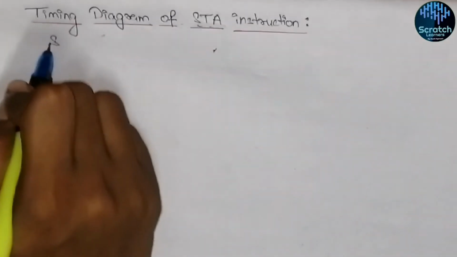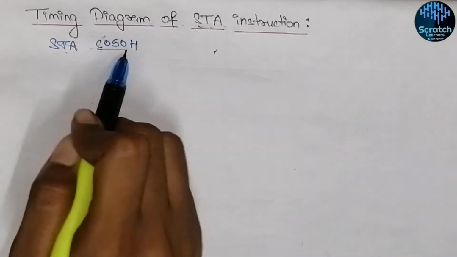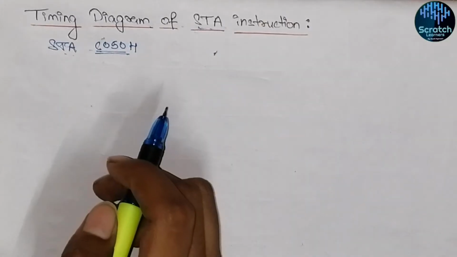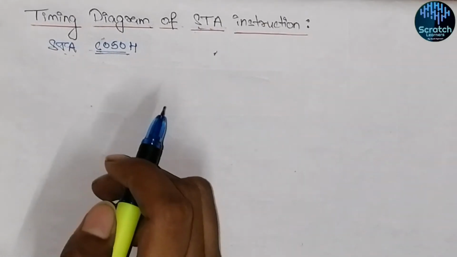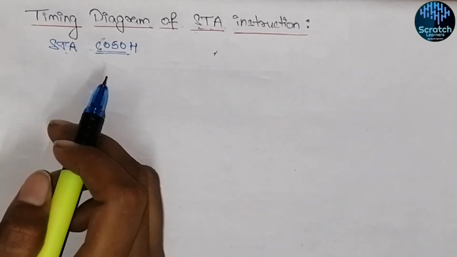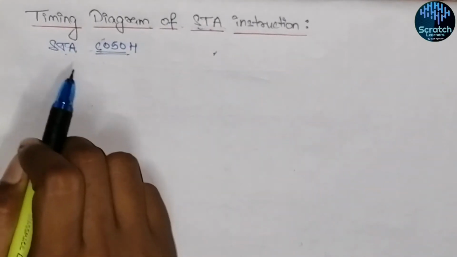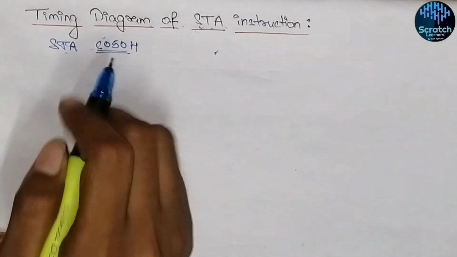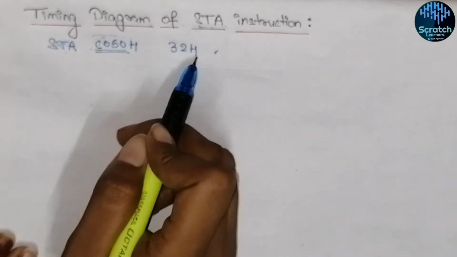So if we say STA C050 hex, it means that the content of the accumulator should be stored at the C050 hex memory address. This is a 3-byte instruction. Why 3 bytes? The first byte will be occupied by its opcode. The opcode of the STA instruction is 32 hex. So this was the first byte.